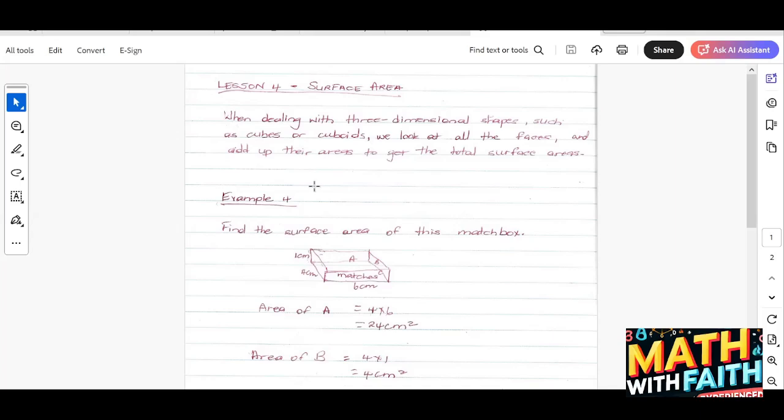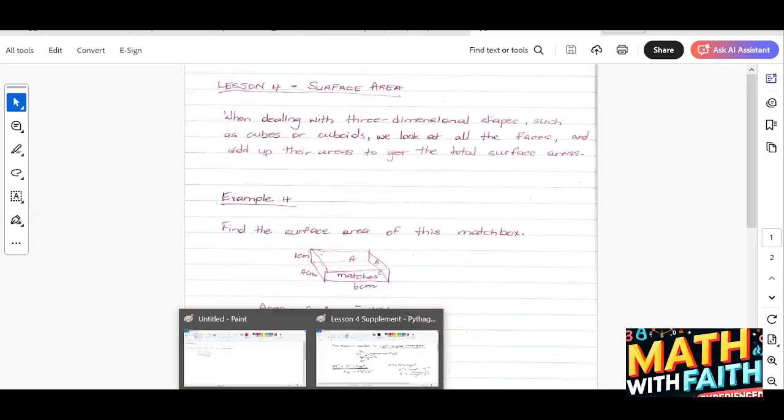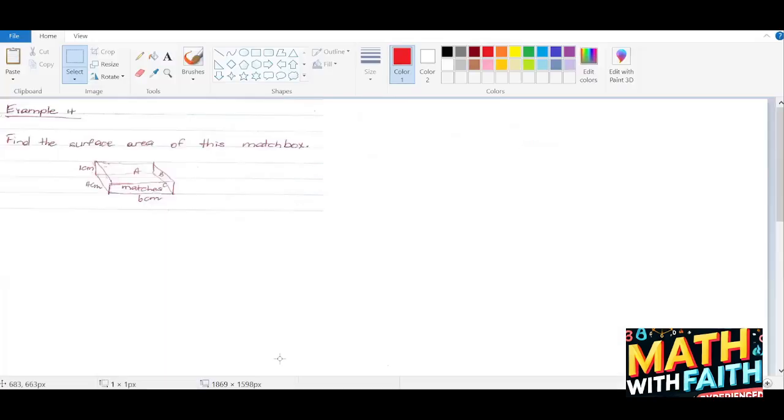So if you look at the example, A would be the top face and the bottom face. So those two faces will have the same area, right? B would be the side faces, and C would be the front and the back face. So the side faces match in area. They have the same area. The top and the bottom will have the same area, and the front and back will have the same area. Right? So let's find the surface area of this matchbox.